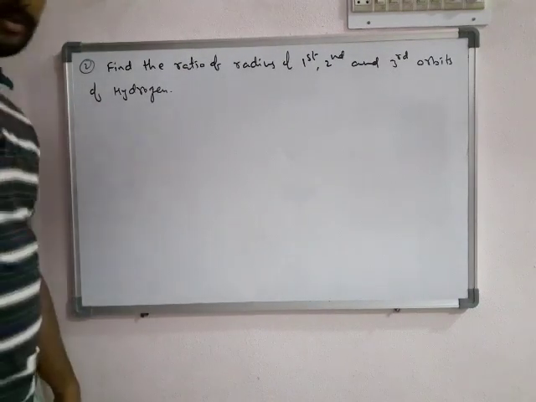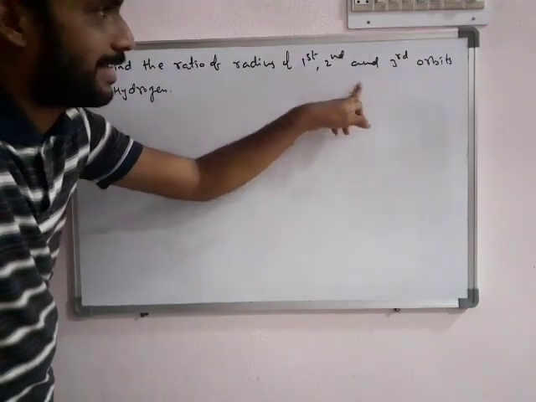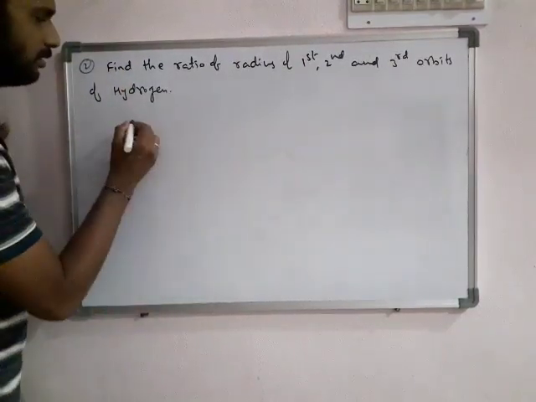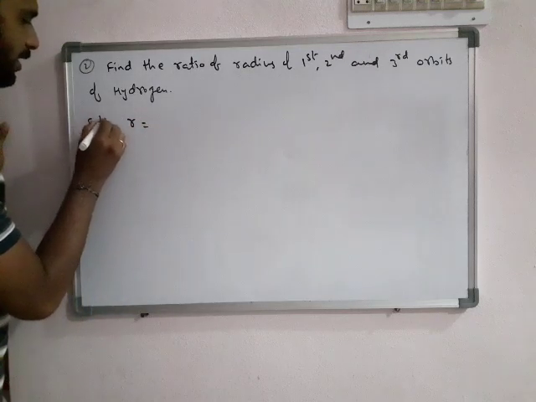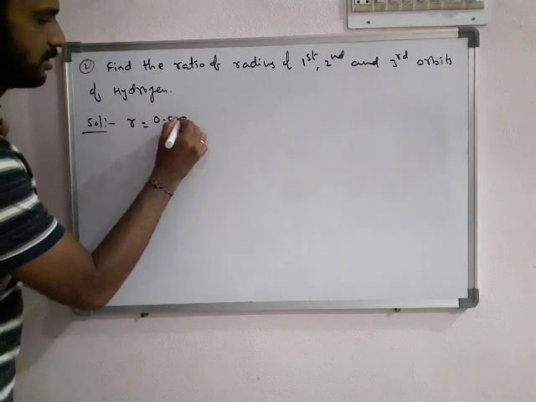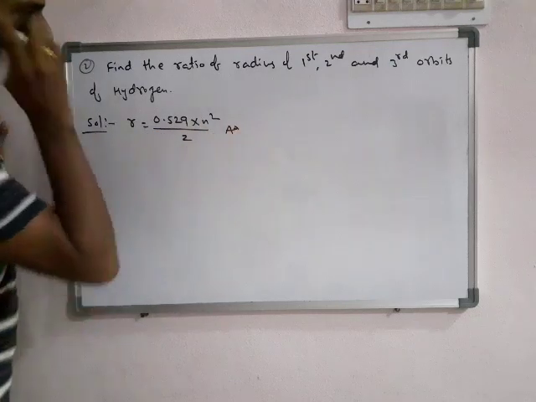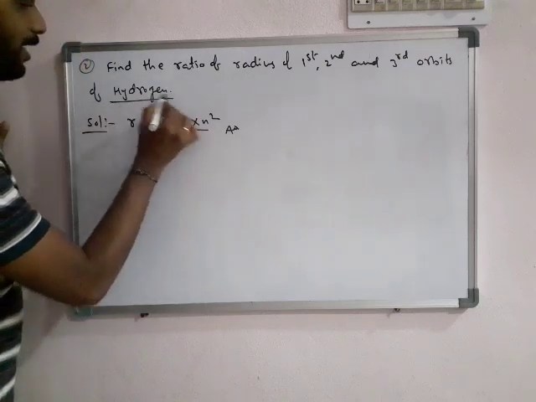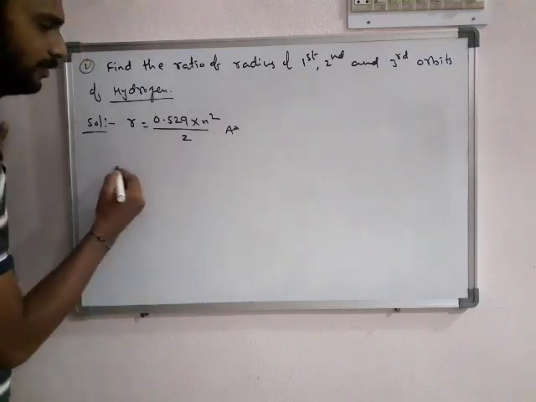Okay, see the second one. Find the ratio of radius of first, second and third orbits of hydrogen. Okay, so we know the expression for the radius of an orbit. Just now we saw 0.529 into n square by z, which is in angstroms. Here we need to calculate only the ratio. All are for hydrogen, so first orbit and second orbit all are for hydrogen, whose z is equal to 1.